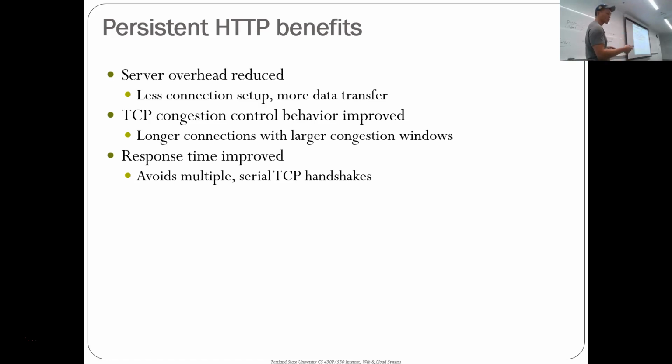There's more data transfer. The congestion control behavior is improved because now you have a long-lived connection, and the long-lived connection can probe for extra bandwidth. It can actually grow the congestion window size appropriately to get more bandwidth out of the network without causing all this loss. The response time is improved because you're getting rid of all the serial handshaking. You don't have to wait round trip times on a TCP handshake anymore. You can just send the request and have it be served.